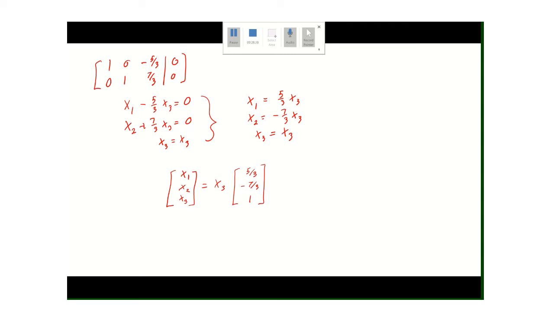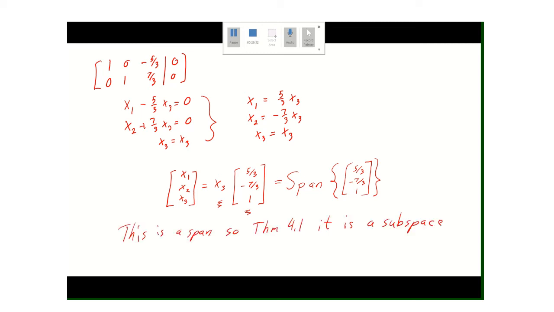Every possible vector that multiplied by that matrix becomes 0 is described by this. But what is this? This is a number times a vector. Well, that is exactly a span. So it's the span of 5 over 3, minus 7 over 3, and 1. My theorem says that if what I'm looking at is a span of a set of vectors, it is a subspace. This is a span. So by theorem 4.1, it is a subspace. So the null space is a subspace. And that is my null space.